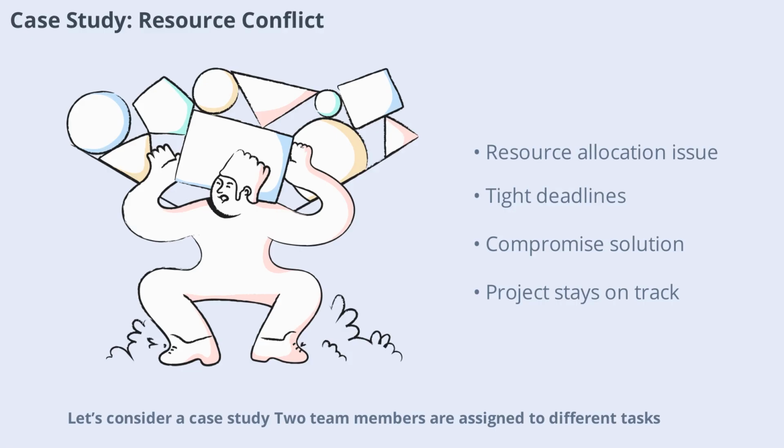Let's consider a case study. Two team members are assigned to different tasks but need the same resource at the same time. Tension rises as deadlines approach. As the project manager, you first identify the source as resource allocation, and the stage as manifest conflict. You analyze the context, tight deadlines, and high stakes. After discussing with both parties, you recommend a compromise, adjusting schedules to share the resource. The conflict is resolved and the project stays on track.